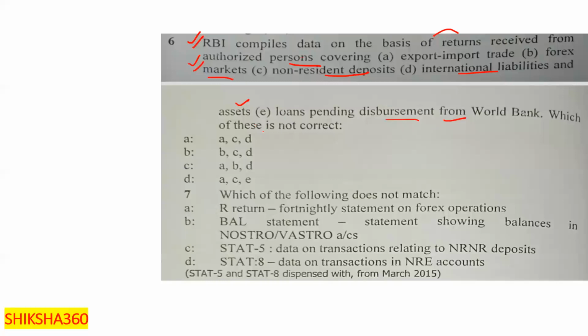Which of the following is not correct? When we are discussing the RBI compiling data on the basis of returns received from authorized persons, we know that we will not discuss anything regarding the World Bank. So here they are asking the same, which of the following is not correct. Option E is not correct, but here there is no option E, so option number D is the answer here.